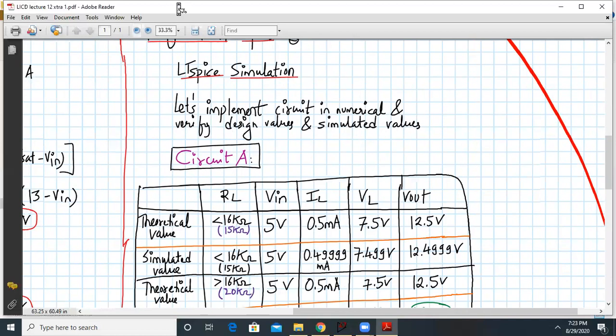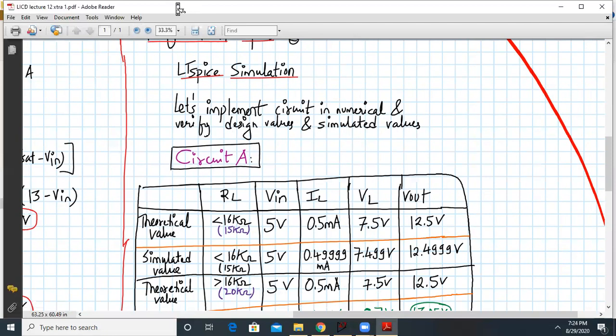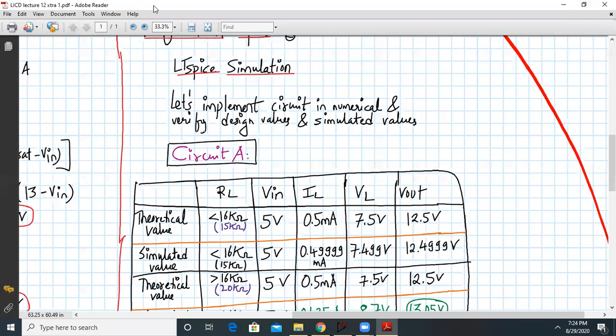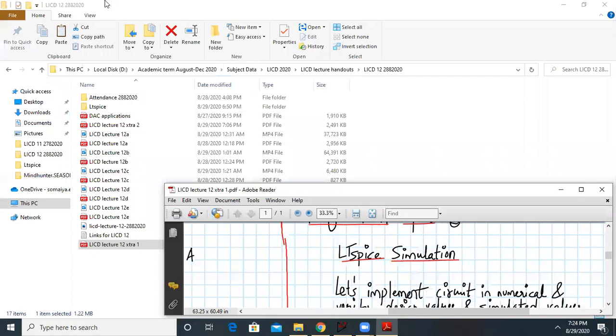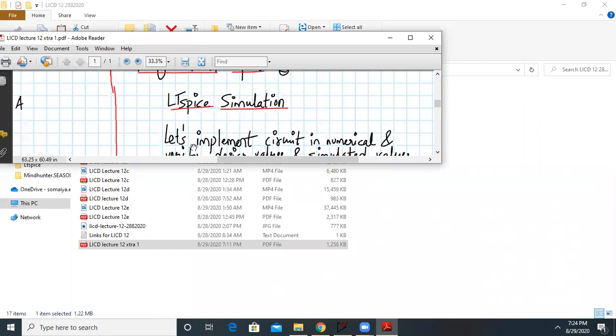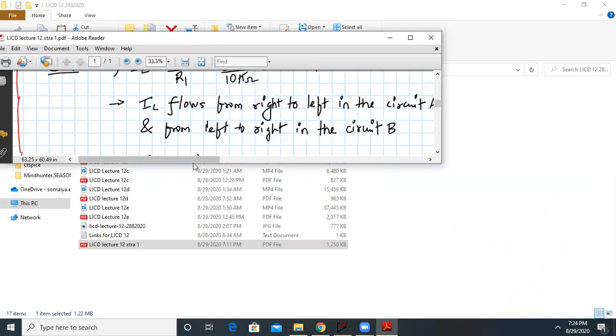So let us start. I'll keep the screen visible, and I'll minimize this. I think I'm finding it a little difficult to minimize this. Just give me a couple of moments.